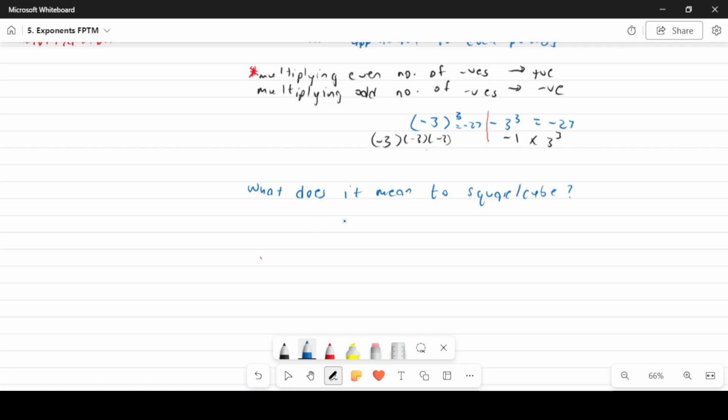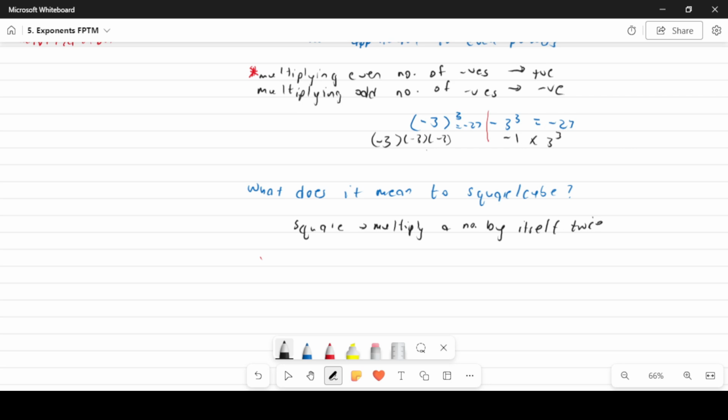In order for us to understand what it means to square root or cube root a number, we have to understand what it means to square or cube a number. To square a number, write this definition down: you multiply a number by itself twice.